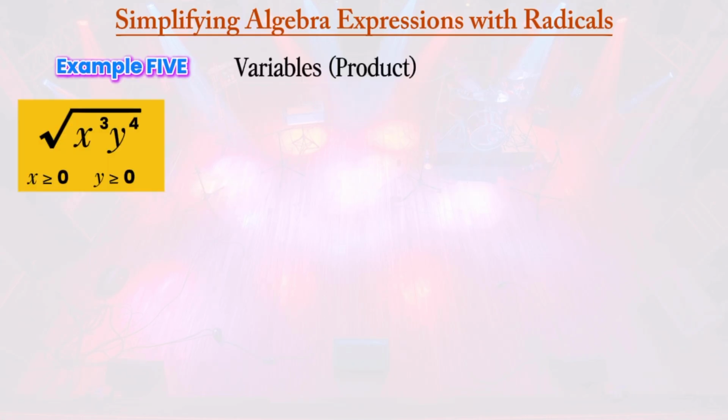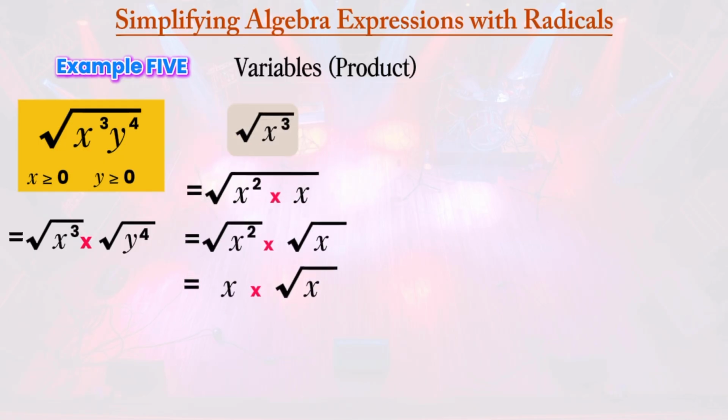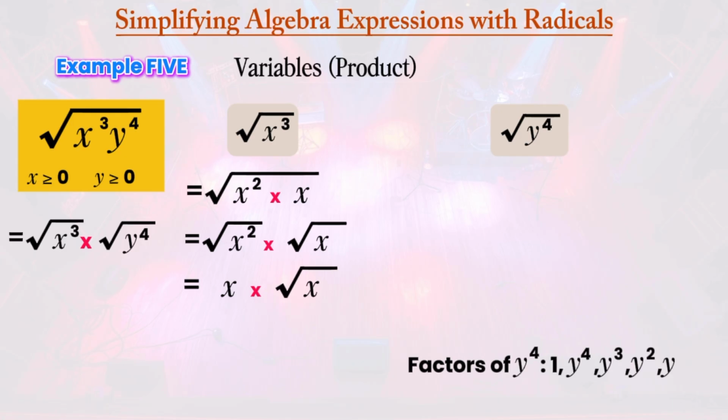All right, let's go back to our expression, the square root of x to the power of 3 times y to the power of 4. We can break the subject into pieces and give each variable its own radical symbol. Now we treat each value individually and simplify. With the previous example, the square root of x to the power of 3 gave us x times the square root of x. For the square root of y to the power of 4, we break it down into the factors that are a perfect square. So we can write it as such.